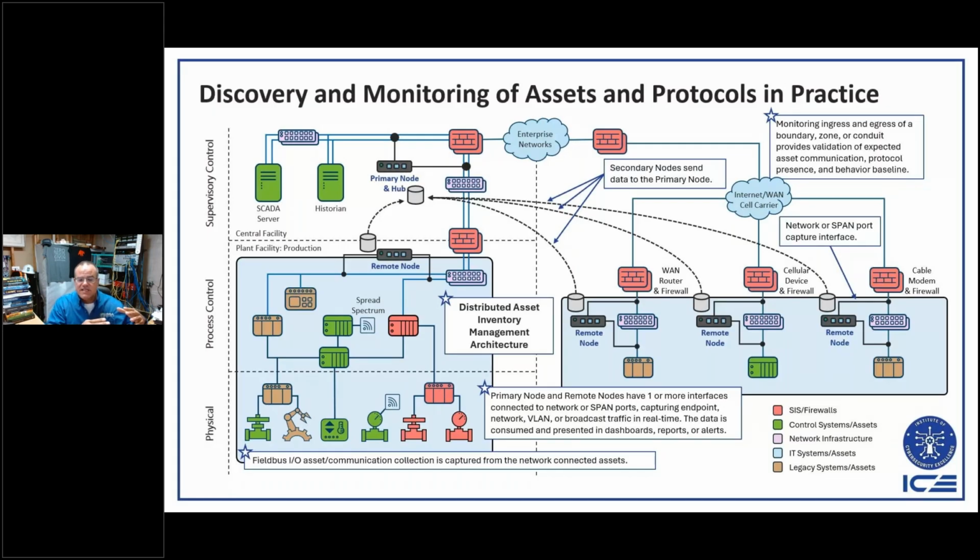The most important thing to see here is on that left side where that plant facility production node is overseeing a process. That's what that shaded blue is meant to do. I have a distributed asset inventory management architecture. The primary node and the remote nodes are pulling in information, and it could be capturing on endpoints, networks, broadcast traffic. We could also be pulling that in off of passive discovery on span ports. Even cost-effective solutions such as Zeek, Elastic, and Kibana.